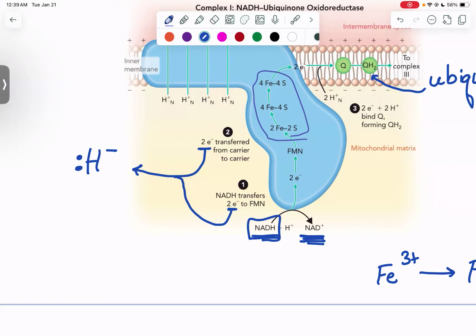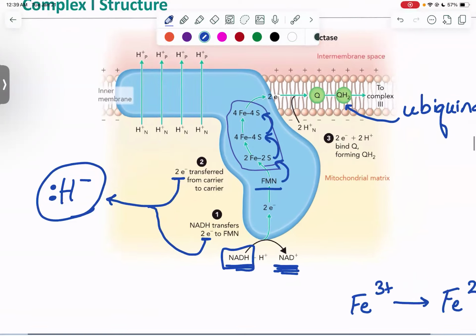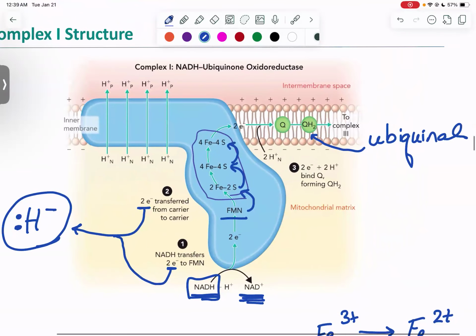Now, here's the thing. What form are those 2 electrons in, right? Remember we talked about this. This is where we're going to transfer them to the FMN, which is really, really similar. And so we go through that hydride ion. So we're going to take those 2 electrons. They're going to start at FMN, and then they're going to get bumped to iron sulfur complexes. And they keep going to iron sulfur complexes. And they just keep transferring and transferring and transferring until we get to Q, right?